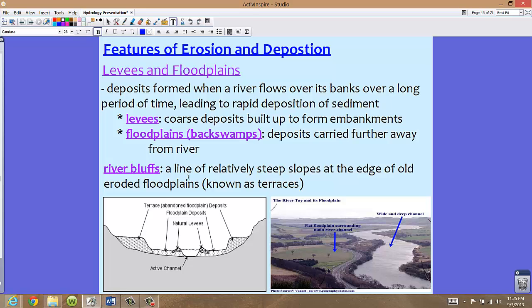Now, river bluffs are what I was talking about before. These are old terraces on both sides. This is a line of relatively steep slopes at the edge of old eroded floodplains. So these are basically the old deposits of those levees and the floodplains from a long time ago. The ones that are a little bit closer are the more active levees and floodplains. The ones that you see further apart are the older ones.